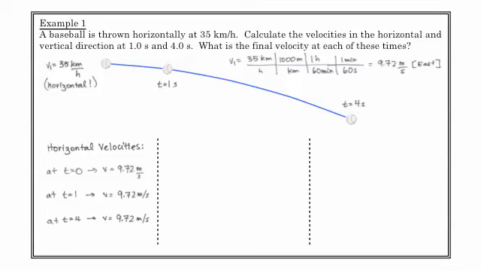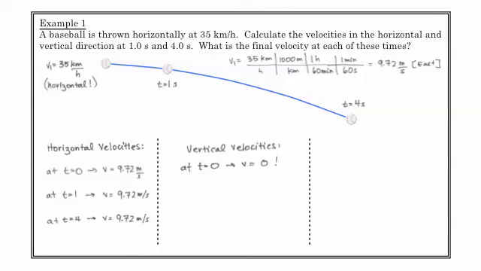Now, though, we know that the ball's being accelerated in the vertical direction. So let's take a look at what the vertical velocities are going to be. Well, at t equals 0, the velocity in the y direction is 0, because it's launched at 35 kilometers per hour, but that is a horizontal velocity.